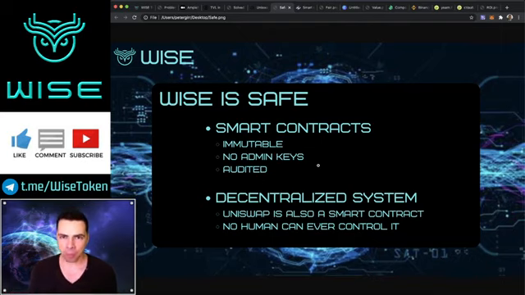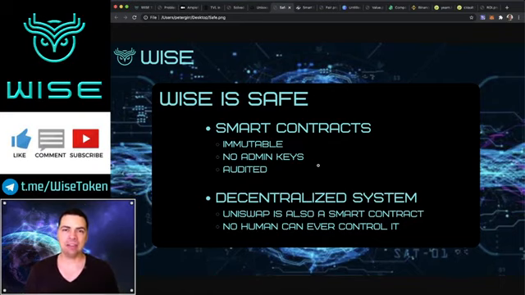And so that is why Wise is created as a smart contract with no admin keys, because it is a 100% complete system that does what it's designed to do. And nobody has to trust me or anybody else. The developers of Wise don't have to trust any of that, because it's done. It's complete and it's immutable. There's no admin keys and no one can ever change it.